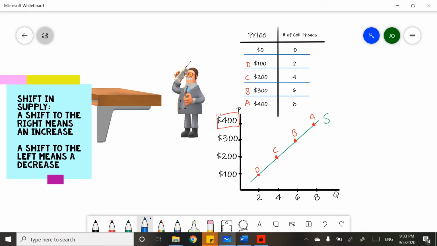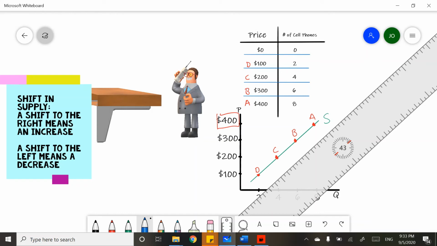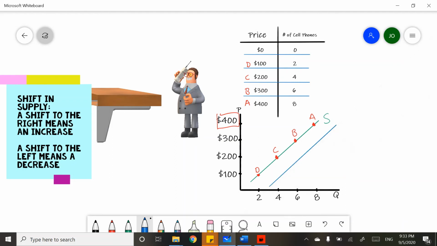So, what would make this supply curve shift to the right or to the left? Meaning, what would make this supply increase or decrease? When we're looking at it graphically, an increase in supply means that the whole line shifts to the right. Meaning that all the points on the graph are translated. So for example, we go from point A to point A prime, or B to B prime, and so on and so forth.